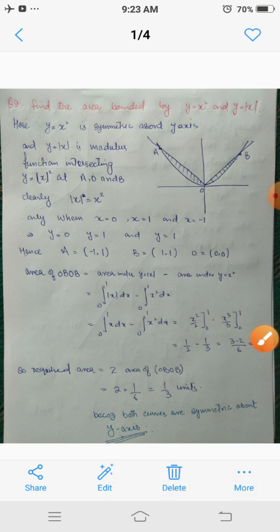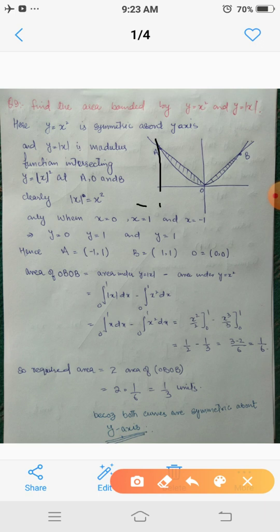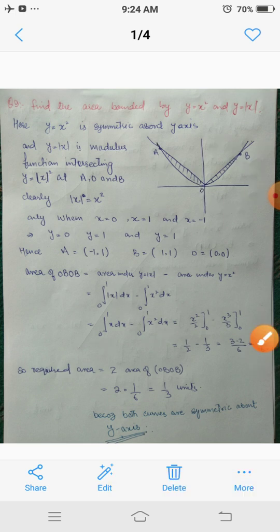Now we have to find the area of this. Clearly this mod x, the V-shaped graph, lies above the curve y equals x square. Firstly we will find the area from 0 to 1, that is this very portion in the first quadrant. It is the area under y equals mod x from 0 to 1 minus the area under y equals x square from 0 to 1. Now from 0 to 1, mod x is always x, so mod x can be replaced by x, which implies the integral 0 to 1 of x minus the integral 0 to 1 of x square, which after simplifying is 1 by 6. This means the area of this very portion is 1 by 6.